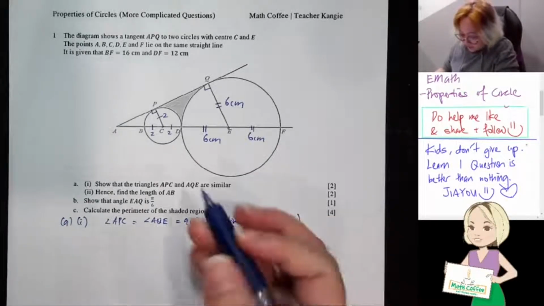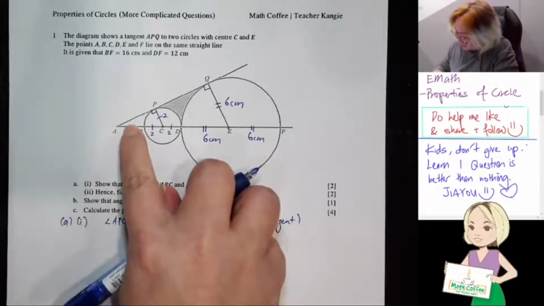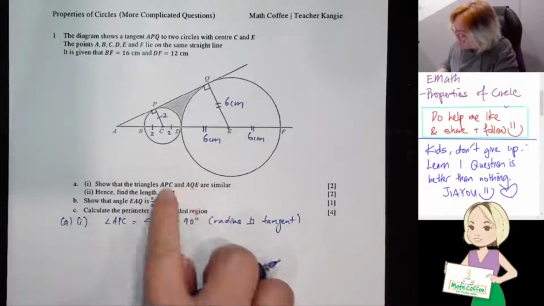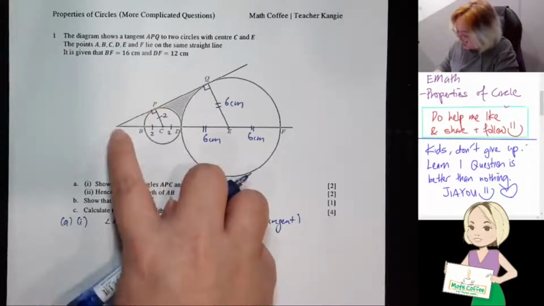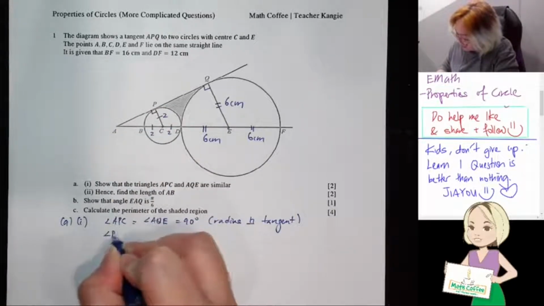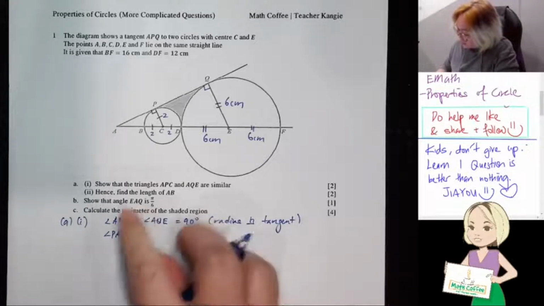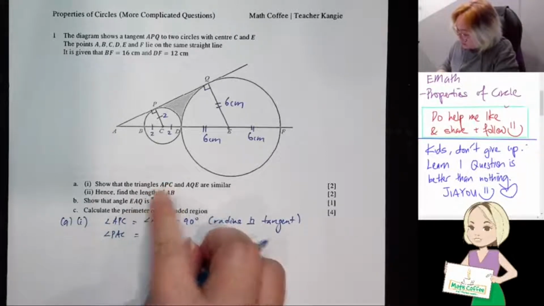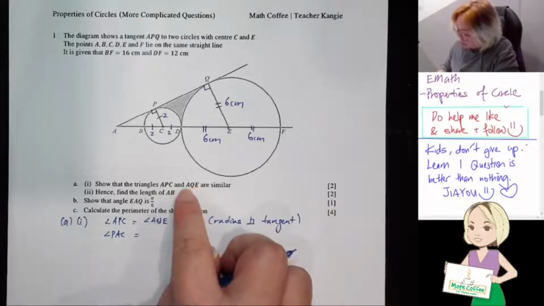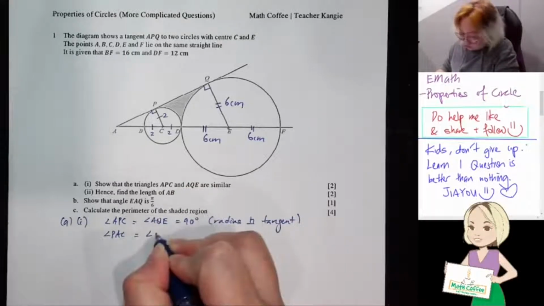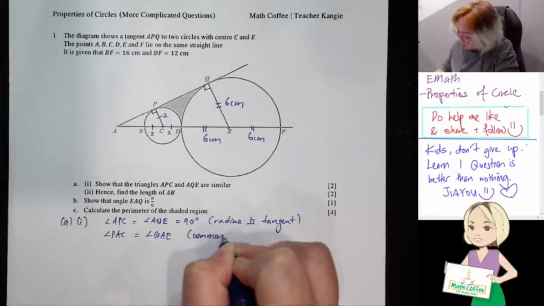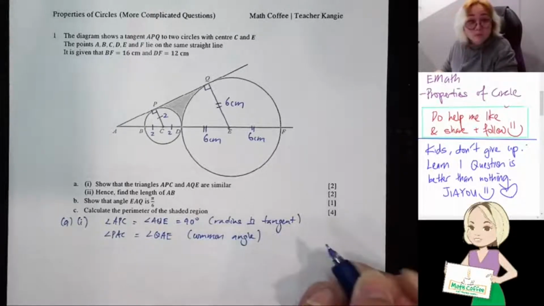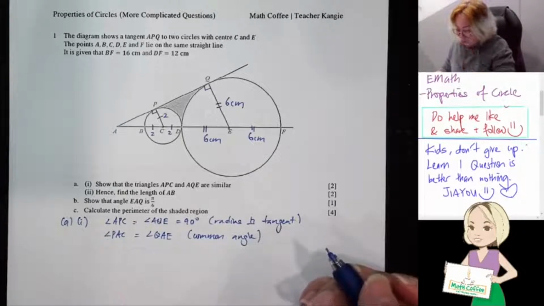And just now I mentioned about this angle, right? So always follow the alphabet order. If I want to talk about this, I will say angle PAC. So the other side you must write QAE. So it's equal to angle QAE. And the reason over here is common angle. Common angle. So AA already.